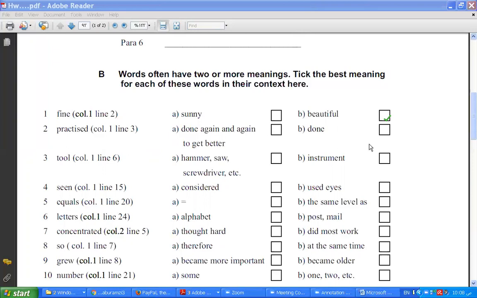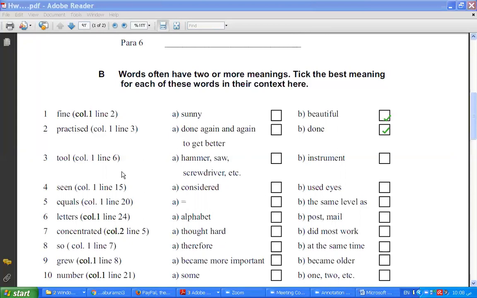I believe it's done. Practice, as they said, has been practiced in many countries for centuries. So yes, has been done. Practice means have happened and done in many centuries and countries. That's great.